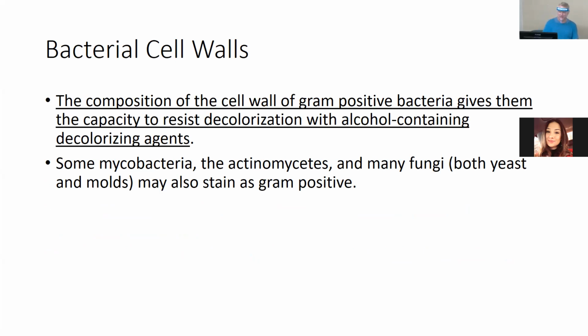The composition of the cell wall for gram stain gives them the capacity to resist this decolorization that we use with methanol downstairs this afternoon. And some of our bacteria like Mycobacterium, Actinomyces, and other fungi, yeast and molds, which we're going to get to at the end of this semester, also stain as gram positive. So we may see some weird things staining gram positive depending on what we have growing on the plate, because yeast can grow on our plates. If we pick up yeast, we can have that gram positive too.